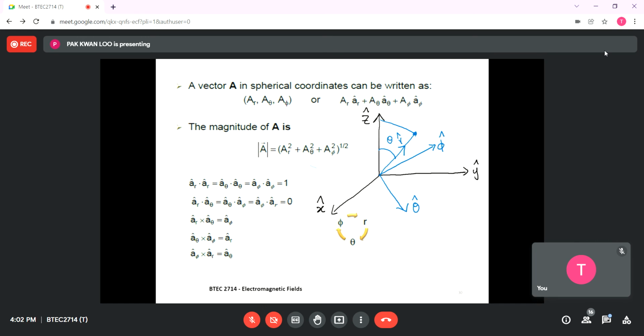You can use your right hand rule to determine the cross product. The unit vector r component crosses with theta component, produces phi. Then theta component crosses with phi component, produces r, and phi component crosses with r component, produces theta. Okay.